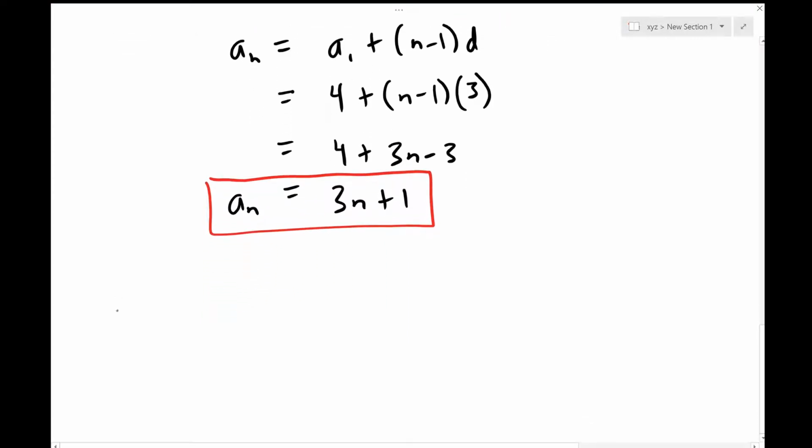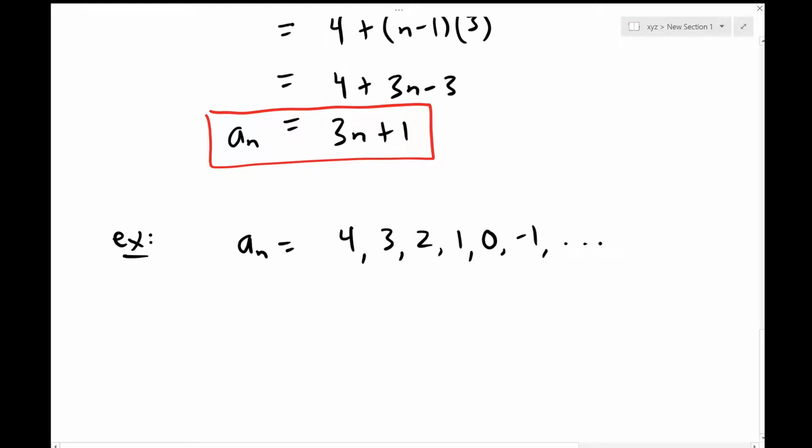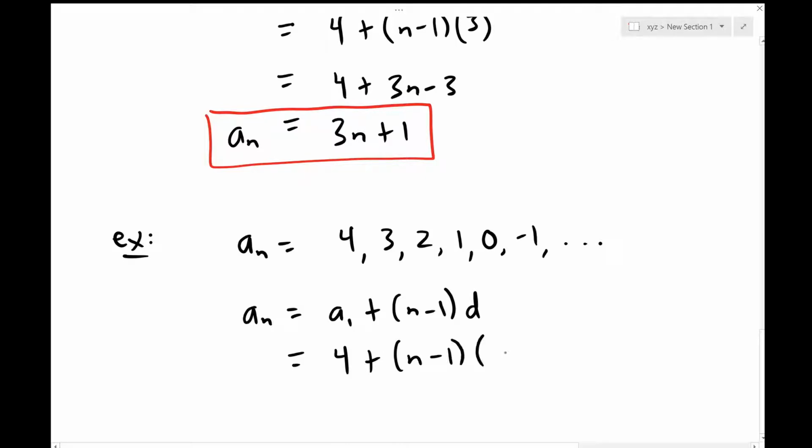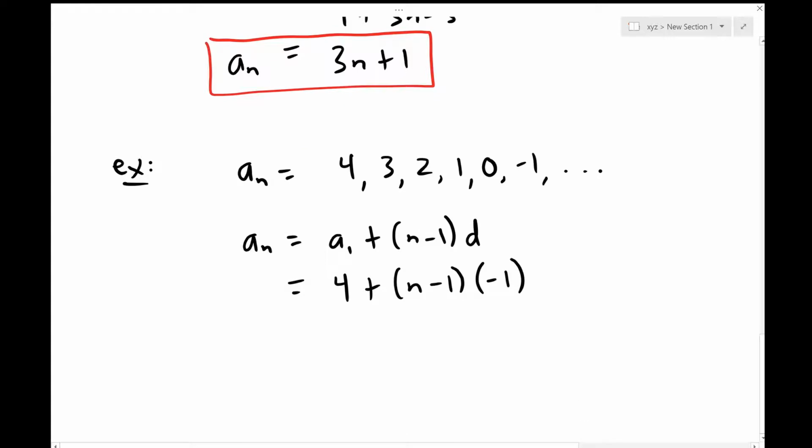So let's do the same thing for one of the other examples we looked at a moment ago. We had the sequence 4, 3, 2, 1, 0, -1, and so on. And again, as we pointed out earlier, the common difference here was -1. So again, starting with my formula for arithmetic sequences, I can just plug in my information. In this case, a sub 1 is 4, and we'd have plus n minus 1 times our common difference, which we said was -1.